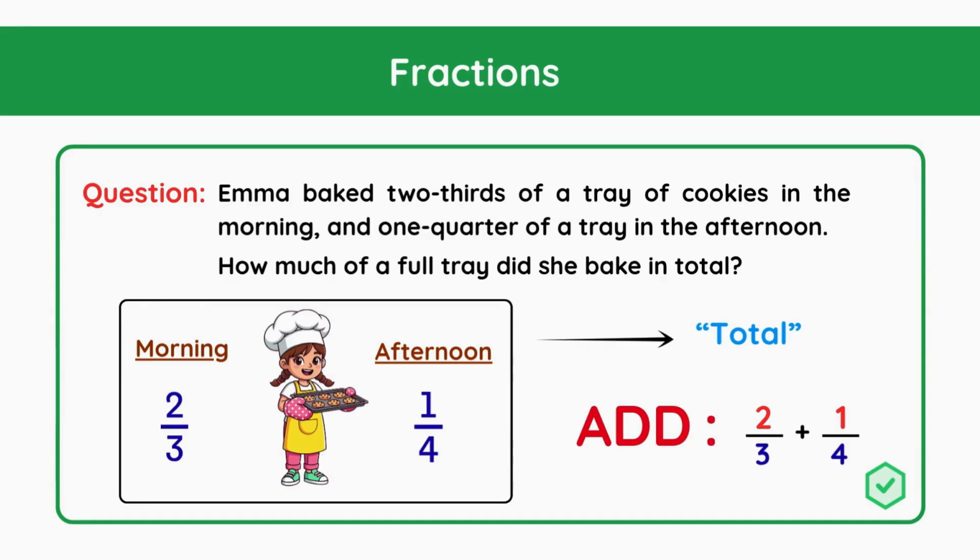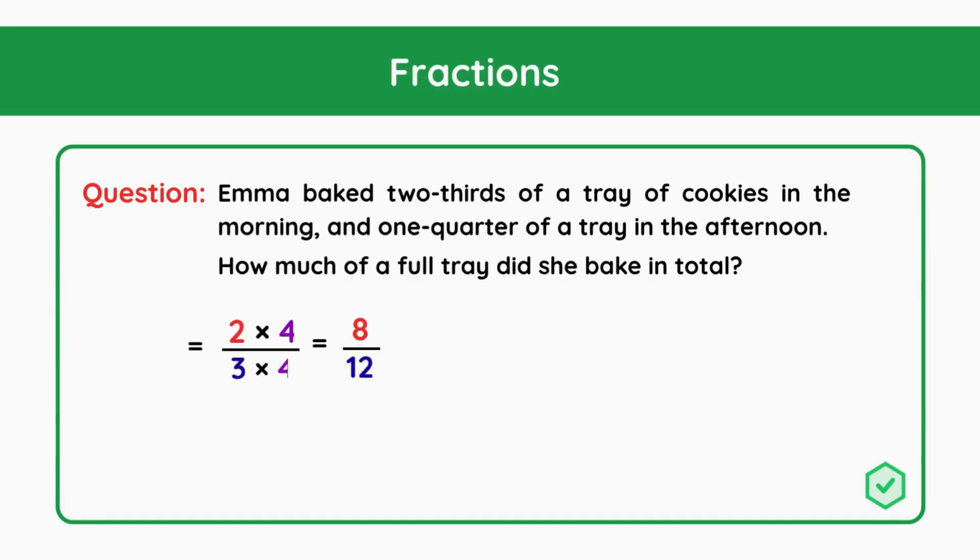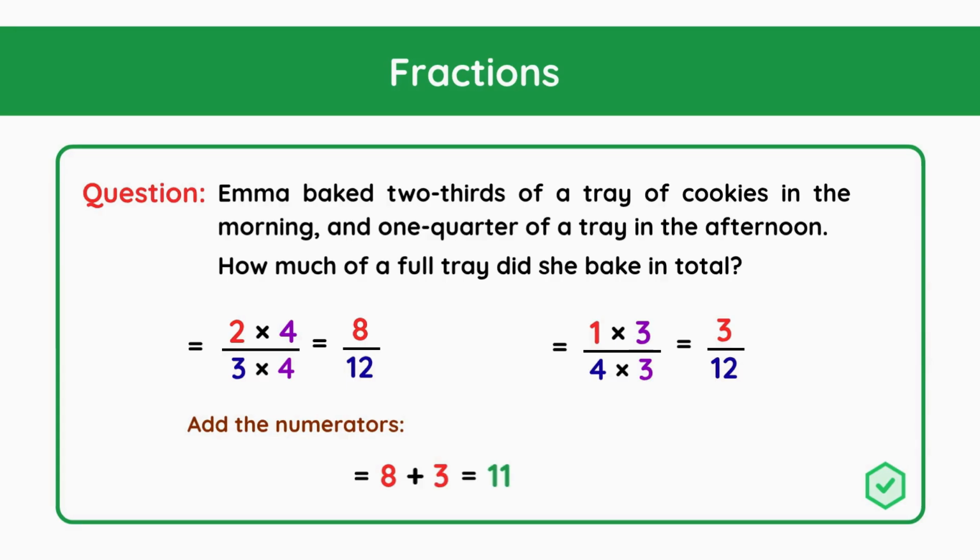The smallest number that both 3 and 4 go into is 12. We convert 2/3 into 8/12 by multiplying the top and bottom by 4. We convert 1/4 into 3/12 by multiplying the top and bottom by 3. Now the bottom numbers match, so we add the top numbers. 8 plus 3 makes 11. So Emma baked 11/12 of a tray in total.